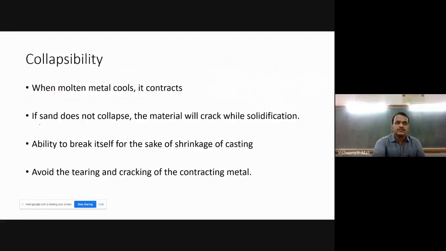Now the next is collapsibility. So what is this collapsibility? Now we have prepared the mold.